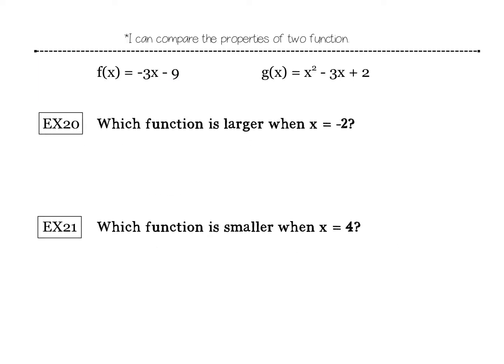All right, so another part of our objective is to be able to compare properties of functions. So we're going to look for which is greater or smaller when a certain x value is given. So on this first example, I'm looking for which function is larger. So the output is larger when x is -2. So I'm simply taking my f function and finding out what the output is when x is -2, and I'm going to take my g function and find out what the output is when x is -2.